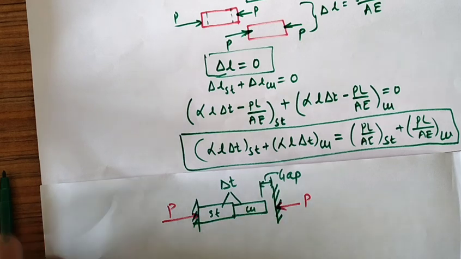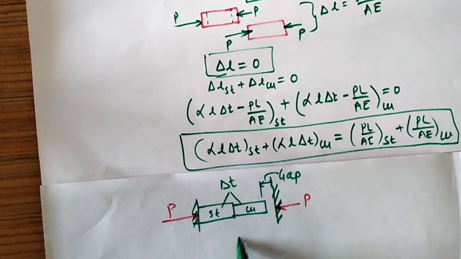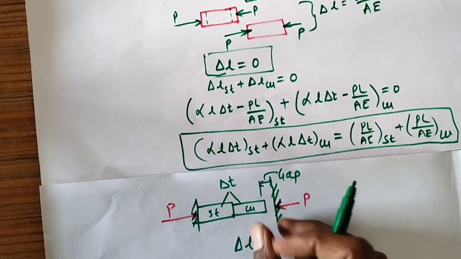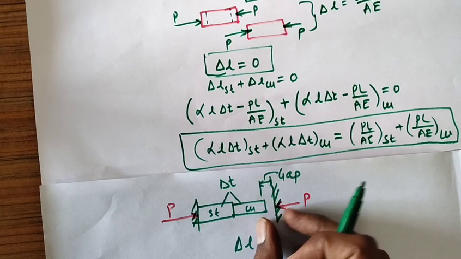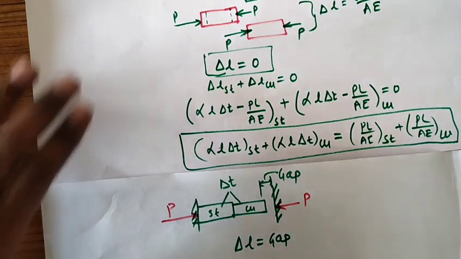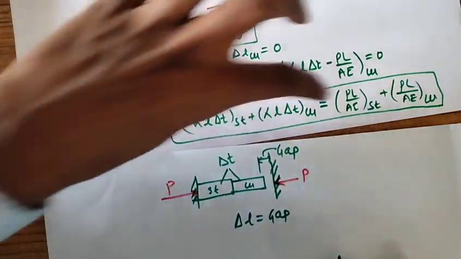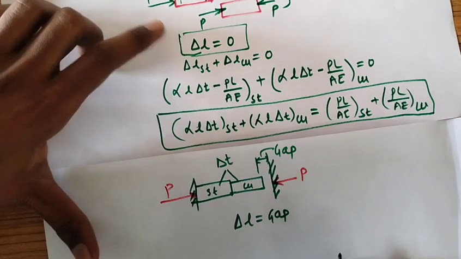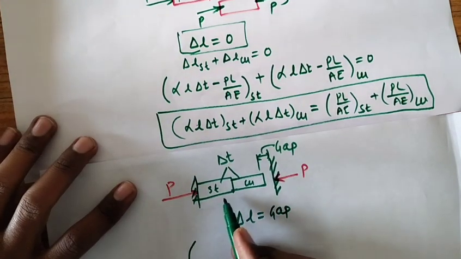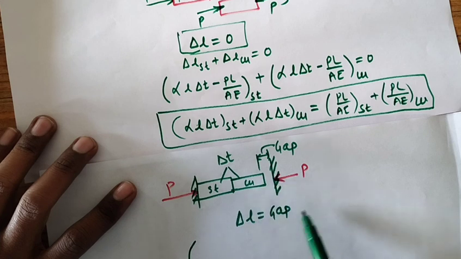But what happened here? This delta L, that is total change in length, in this case is not 0, because when it expands, this gap will be maintained, because up to this gap, it will expand freely, and then there is restriction. So this delta L is nothing but the gap. So what is my formula in this case? It will remain the same as before, but it is not 0. Instead of delta L is equal to 0, what can I write now? Total change in length of steel plus total change in length of copper is equal to gap.